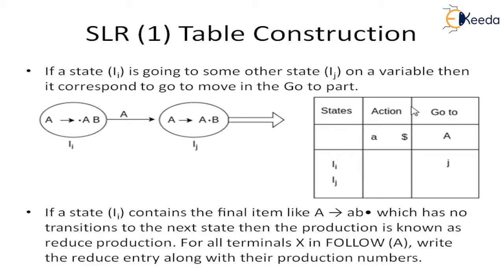As shown in the diagram, Ri contains the final item, that is A implies p dot, which has no transition to the next state. Then the production is known as a reduced production. For all the terminals x in Follow(A), write the reduce entry along with their production number.